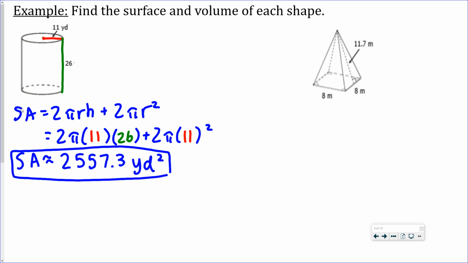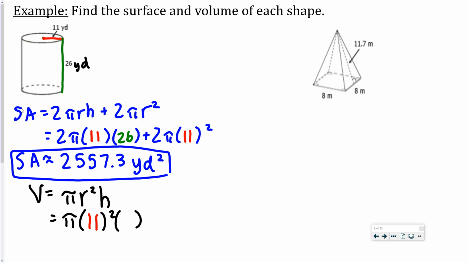Oops, it looks like that yard got cut off. This one. Okay, volume of a cylinder is pi r squared times the height. So for these ones, you just plug and chug your numbers here. My radius is still 11. My height is still 26.